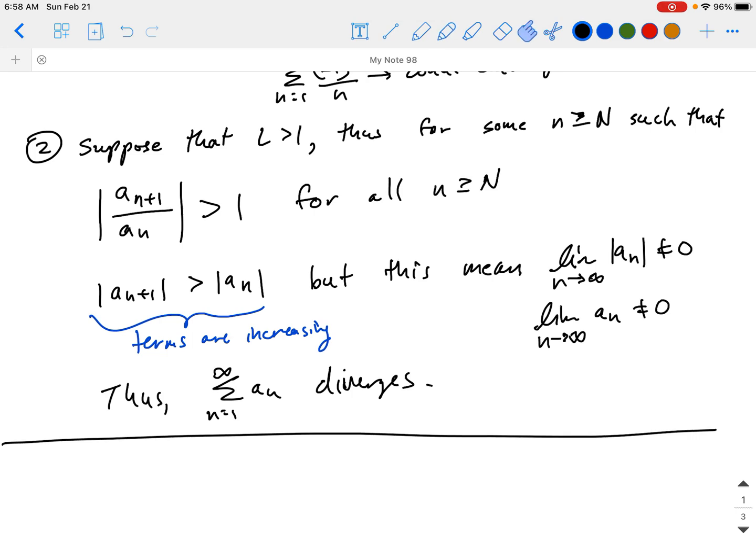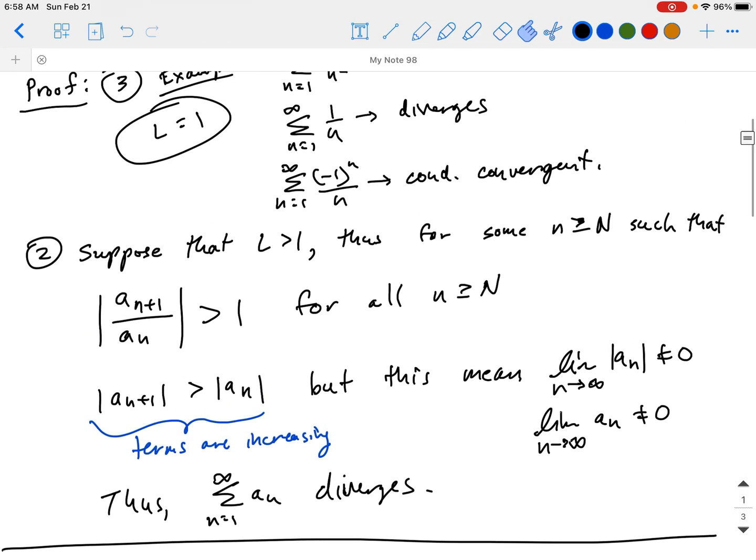So essentially, if it's bigger than 1, you're going to end up with the limit of the sequence not going to 0, which is required for all convergent series. So if a series is convergent, the limit of its sequence has to go to 0.